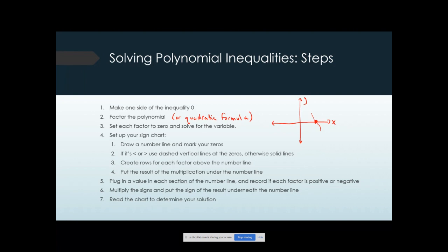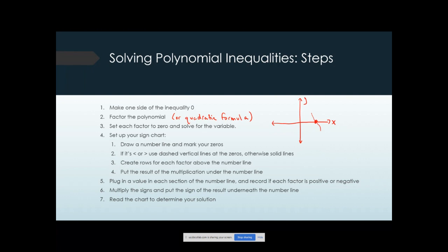So the sign chart, basically you have a number line of just x values, and you mark each point that it's equal to 0. And then if it's a less than or greater than symbol with the 0, you're going to put dashed vertical lines at your zeros, and the dashed means that point's not included.